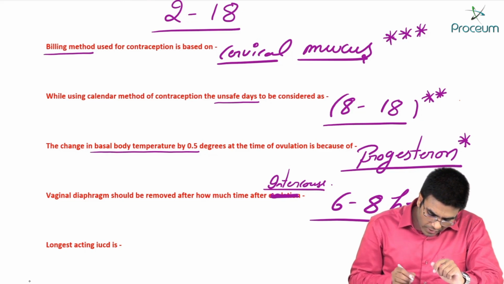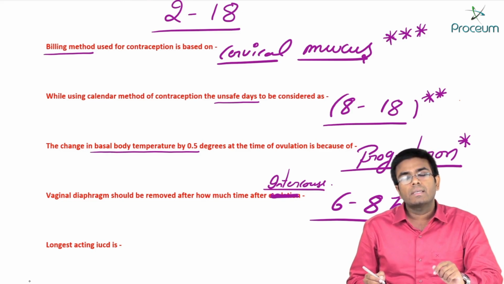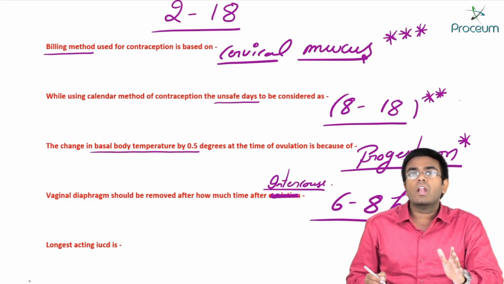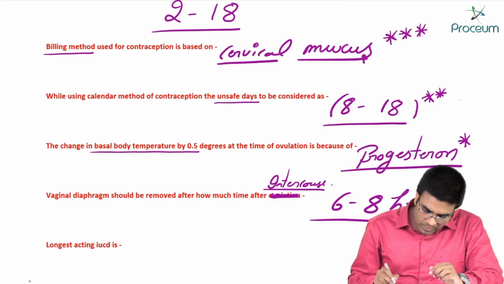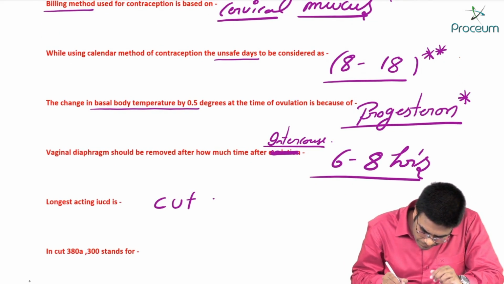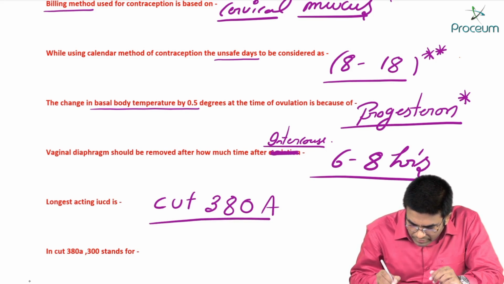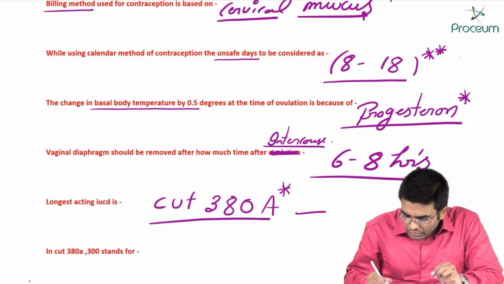Now, what is the longest acting intrauterine contraceptive device? There are a lot of contraceptive devices. The longest acting contraceptive device is Copper-T-380A. Copper-T-380A is the longest acting intrauterine contraceptive device, which is effective for almost 10 years.